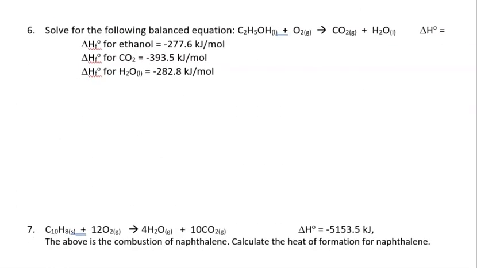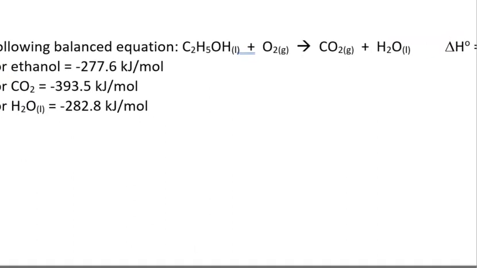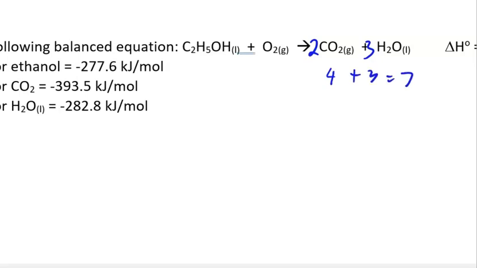Now, we need a balanced equation first. So if you balance this, you're going to have 2 carbons, so we need 2 carbons. We're going to need 6 hydrogens, so that's going to be 3. We got 4 oxygens here and 3 here. That's going to be 7 over here. Here's 1, which means I need 6, so 3 of these guys. So that should be a balanced equation right there.